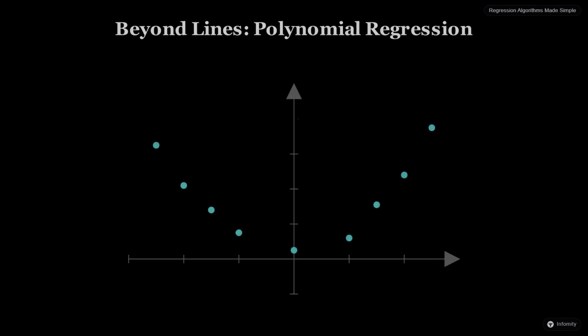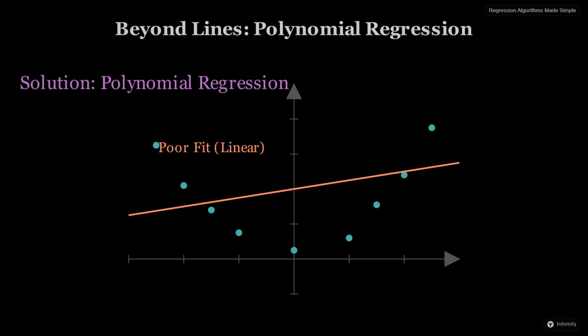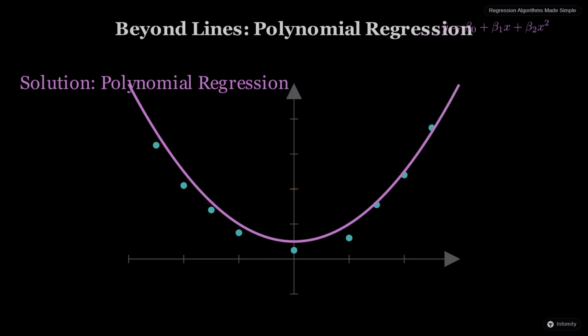Not all relationships in the real world are perfectly linear. Sometimes the data follows a curve. In such cases, simple or multiple linear regression would provide a poor fit. This is where polynomial regression becomes useful. It extends the linear model by adding polynomial terms of the independent variable, like x squared or x cubed. This allows our model to fit curved patterns in the data, capturing more complex, nonlinear relationships while still using a linear combination of these polynomial features.